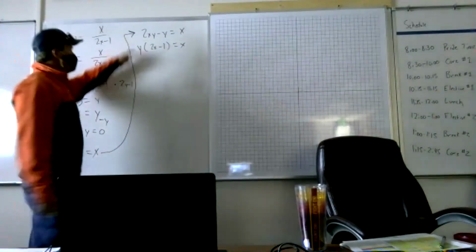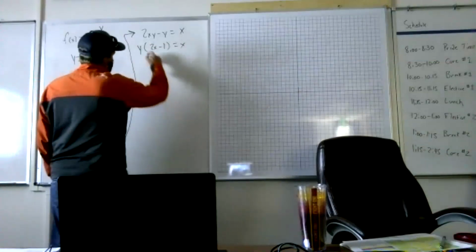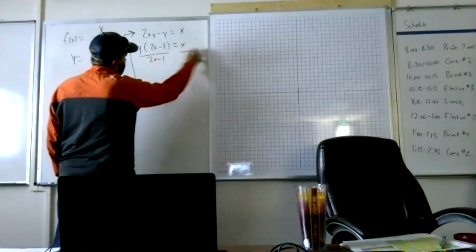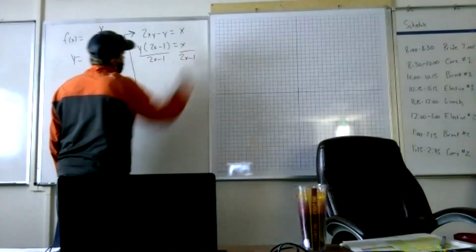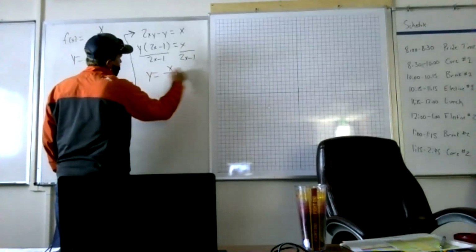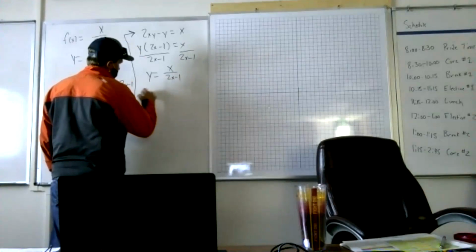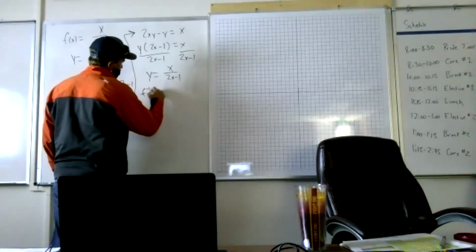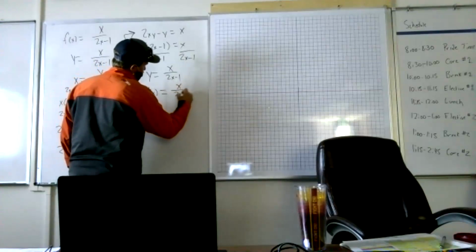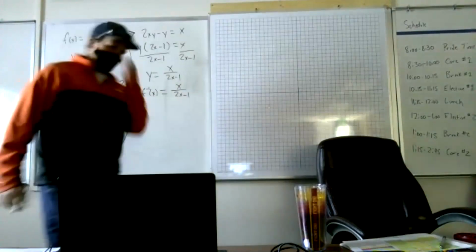Okay, needed to factor. Now I have y times 2x minus 1. So I can divide this whole side by 2x minus 1. I have to divide on this side at the same time. So I'm left with y is equal to x divided by 2x minus 1. And then to finish off my steps, f inverse of x is equal to x divided by 2x minus 1. Now I need to state any restrictions in the domain.